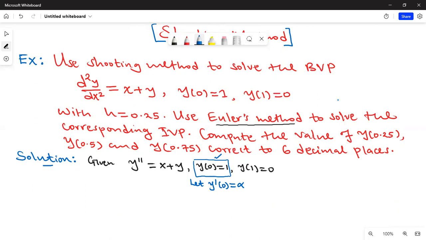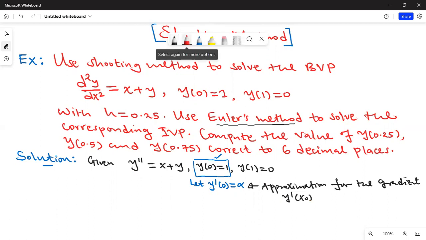So let's convert it now. This alpha here is an assumption, an approximation. Let me comment on it. The alpha is an approximation for the gradient, and our gradient is y prime at x naught. So we are approximating using alpha. It means we will need to find the value of alpha, and I'll tell you how to find it.